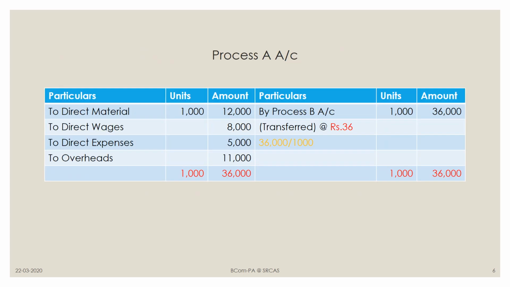So you will be preparing accounts like this. On the debit side, you will be debiting all the expenses. So the total expenses come to 36,000. The number of units which was input is 1,000. So the output is also 1,000 units, and the value of output is 36,000. This is transferred to process B account. 36,000 divided by 1,000 will get rupees 36. So the cost of 1 unit is 36 rupees.